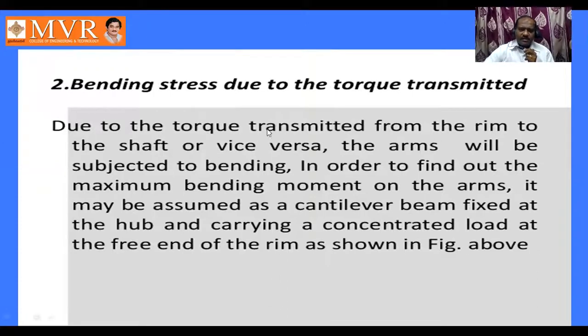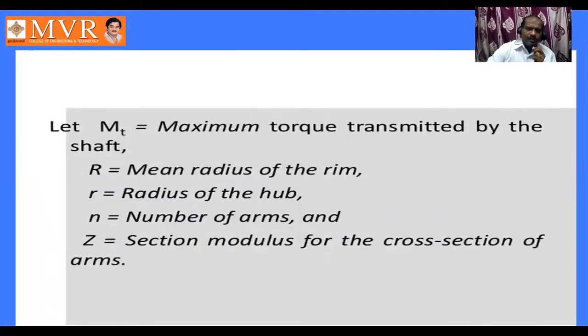Bending stresses due to the torque transmitted from the rim to the shaft, or vice versa: the arms will be subject to bending. In order to find the maximum bending moment on the arms, it may be assumed as a cantilever beam fixed at the hub and carrying a concentrated load at the free end at the rim, as shown. M is the maximum torque transmitted by the shaft. R is the mean radius of the rim. Small r is the radius of the hub. N is the number of arms. Z is the section modulus for the cross-section. Already in the previous case, you have solved this type of problem, which is for a cantilever case. That is a fixed case.